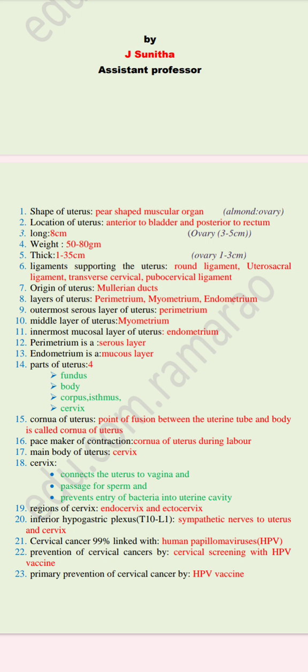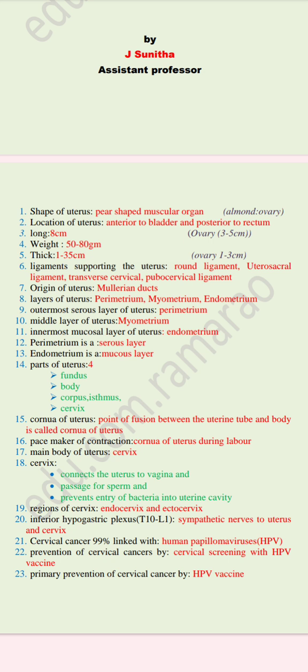And next, what is the cornua of the uterus? The point of fusion between the uterine tube and the body is called the cornua of the uterus. And the pacemaker of contraction during labor is present at the cornua of the uterus.